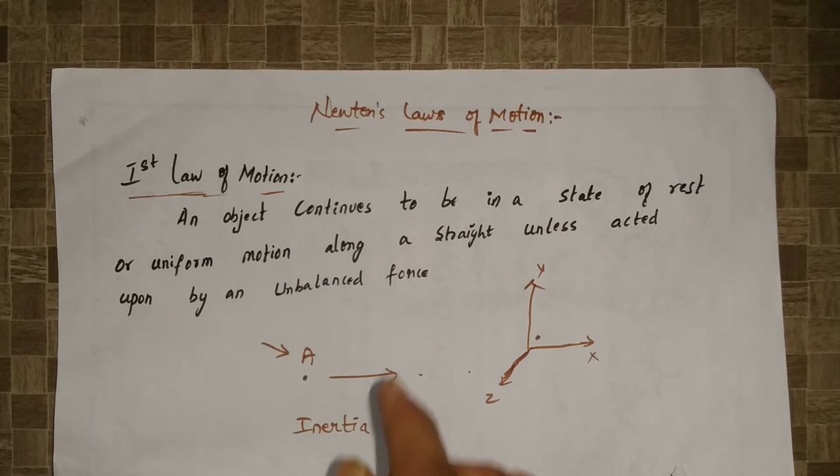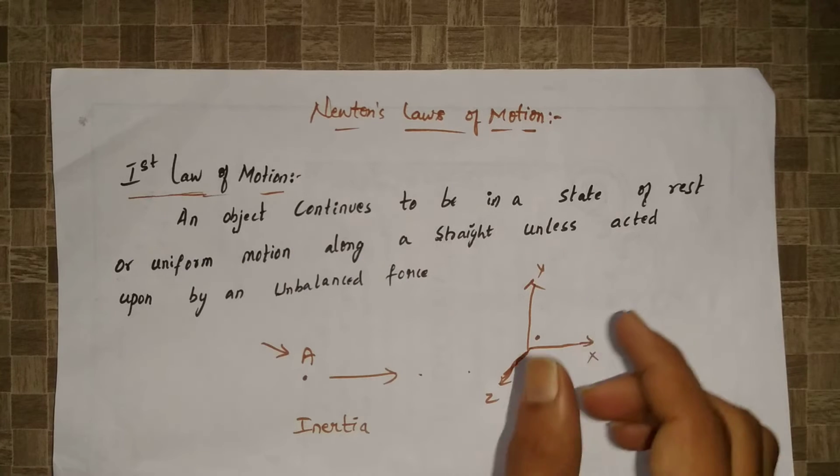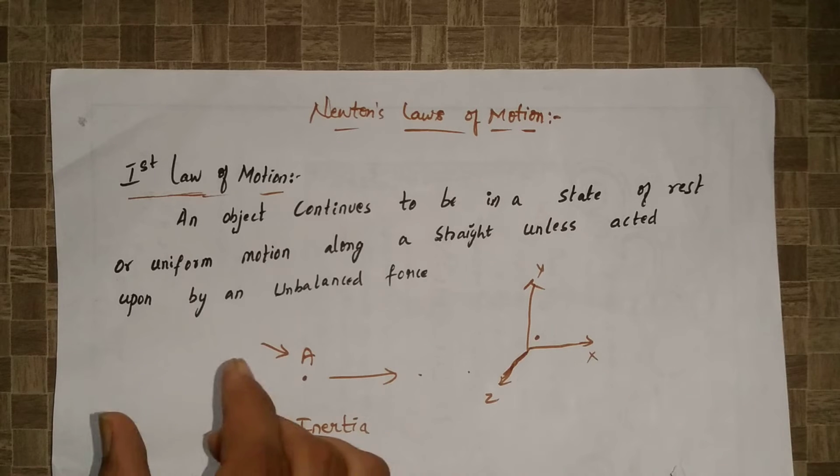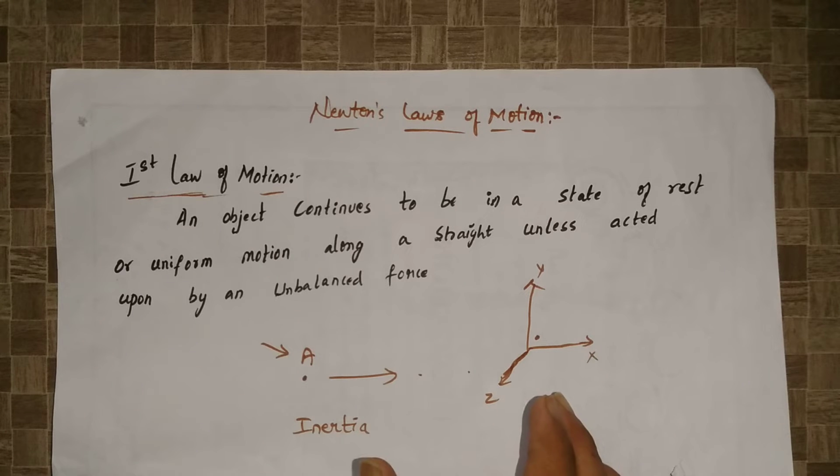So Newton's first law of motion states that an object continues to be in a state of rest or uniform motion along a straight line unless acted upon by an unbalanced force. And inertia means the tendency of an object to resist a change in its state of rest or uniform motion along a straight line.